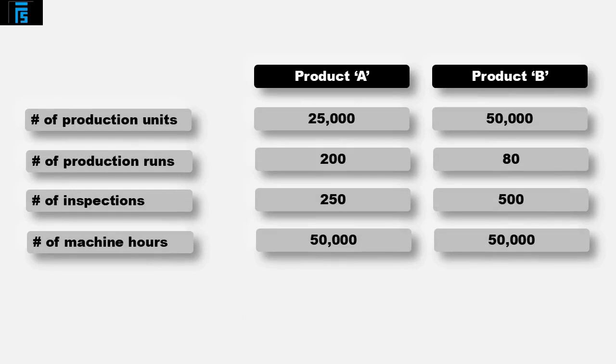For each of product A and product B, we are also told the number of production units, the number of production runs, the number of inspections, and the machine hours spent producing these units. There are 2 requirements. Number 1, calculate the cost of each unit of product A and product B under absorption costing, using the number of units as a basis of absorption. And secondly, calculate the cost of each unit of product A and product B using an activity-based costing system.